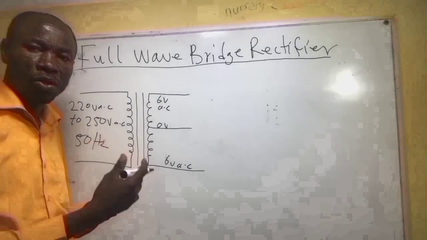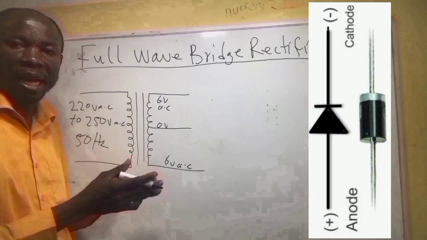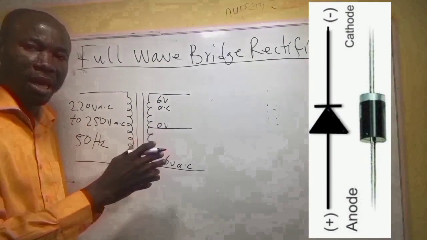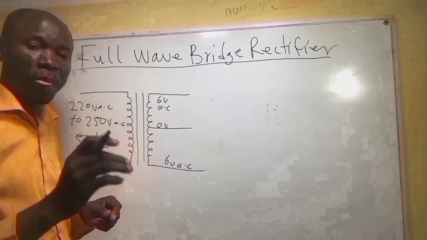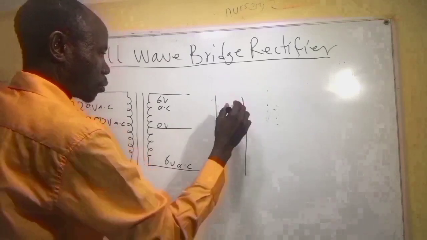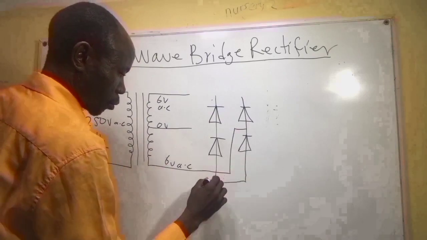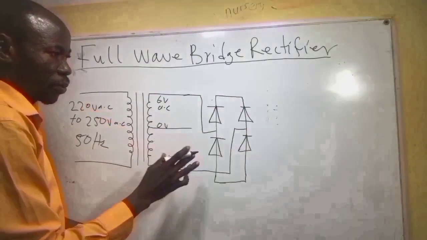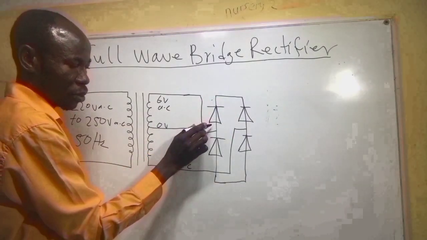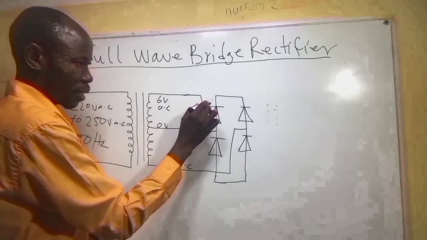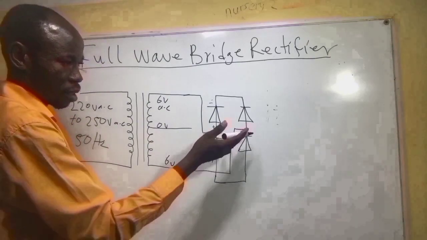But our light controlling system uses DC, so we will introduce rectifier diodes. We have so many types of diode, but here we will use rectifier diodes. So the full wave bridge rectifier uses 4 diodes. Now this is a diode. Here is the cathode and here is the anode. So here is positive, negative. Here, negative, positive. You see, the same.